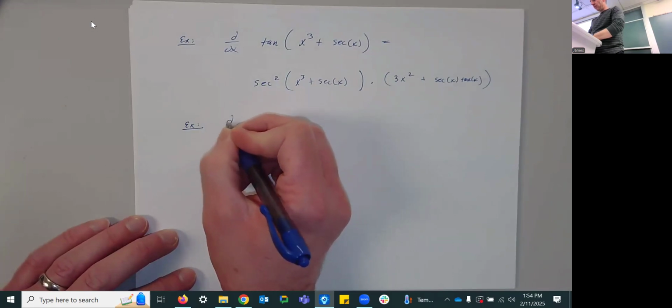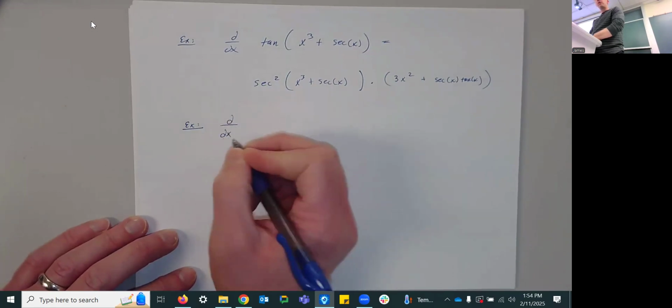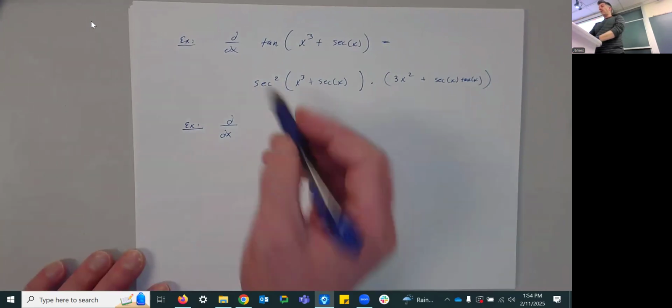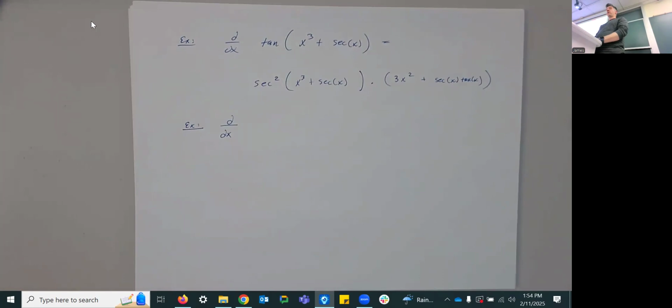Sure. Let's do the following. Question. We don't have to do product rule and then chain rule. So I want to ask a question to everybody. Does this function have a product? Are there any things that are multiplied together here? Oh, no, it's a tangent.